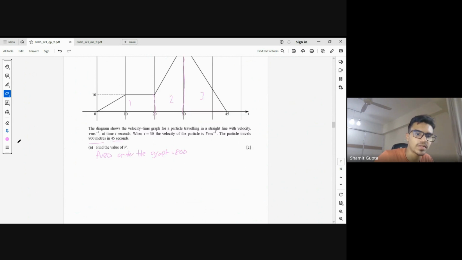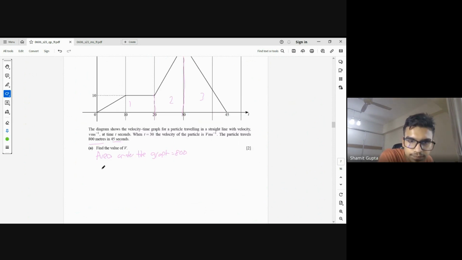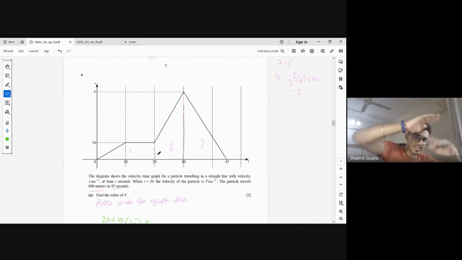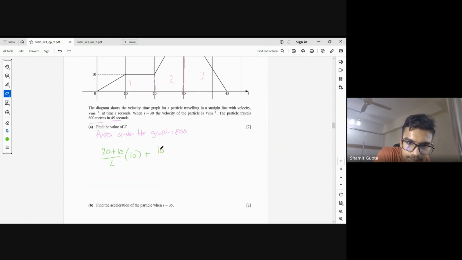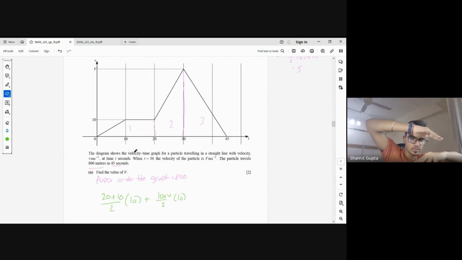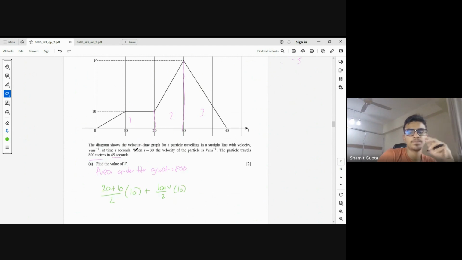Okay. So what's the area for 1? It will be 20 plus 10 over 2 multiplied by the height, which is 10. For 1, it was the 2 horizontal sides. For 2, it will be the 2 vertical sides. So this will be 10 plus v over 2 into the height, which is 10, because this height will be 10. So 1 will be 20 plus 10 over 2 times 10, and 2 will be 10 plus v over 2 into 10.